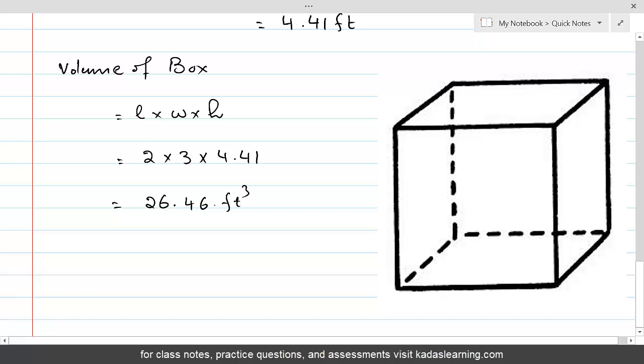But if at the end I don't write cubic feet, then it will be a problem. So definitely either you can write the unit while you are multiplying length, width and height, or you can add the unit of volume at the end with the answer. So this is the volume of the new box. You can see that by increasing the height by 5 inches, the volume of the box increased by 2.46 cubic feet.